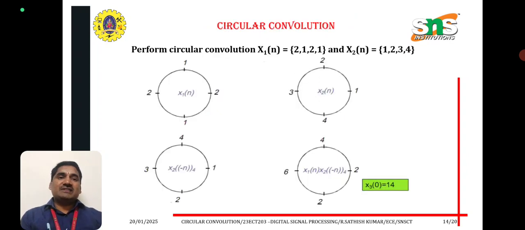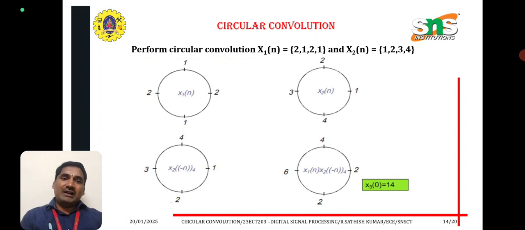Next one, perform circular convolution of x1 of n is equal to 2, 1, 2, 1 and x2 of n is equal to 1, 2, 3, 4. Already known, x1 of n can be written in the anti-clockwise direction: 2, 1, 2, 1. Also, x2 of n can be drawn anti-clockwise: 1, 2, 3, 4. Now x2 of minus n can be written in the clockwise direction: 1, 2, 3, 4.